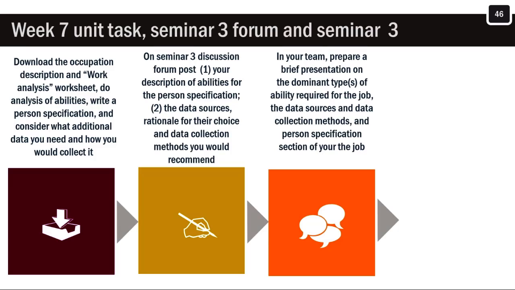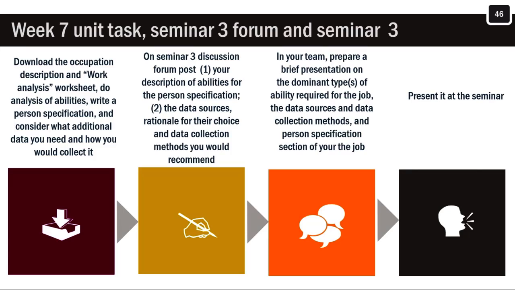And then you also need to identify the dominant type or types of ability required for the job. This will create a link between this topic and the next, the topic of individual characteristics and behavior that we'll be covering in the forthcoming week. And you need to develop your mini person specification for the advert. And then you need to present your findings at the seminar. And more details on this will be, of course, as usual, on your Seminar 3 discussion forum.